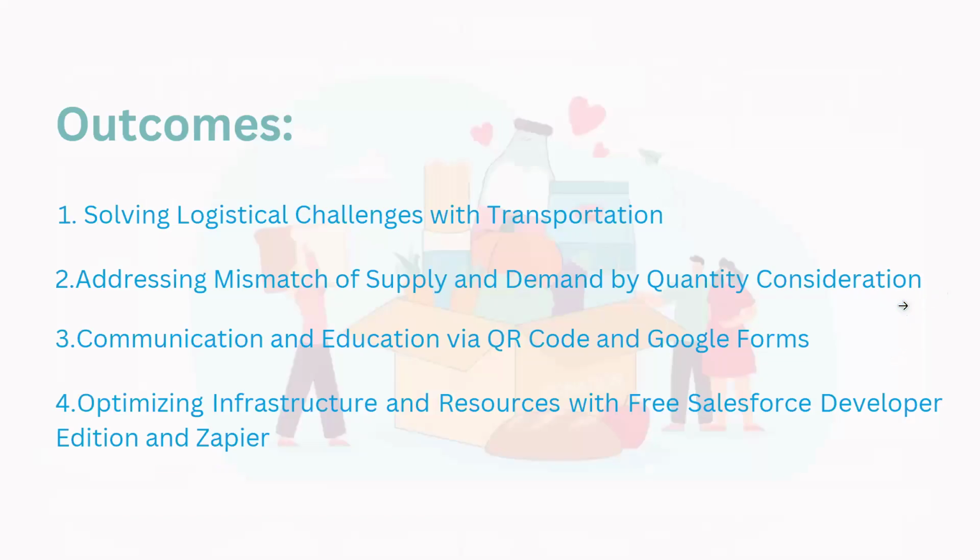Here are the outcomes of our project. Solving the logistical challenges with the transportation custom object we created in Salesforce. The second one is addressing the mismatch of supply and demand through quantity consideration in the Google form and the custom object in the donor recipient. Next comes communication and education, where a QR code and Google Forms come into the picture. Next comes optimizing infrastructure and resources with the free Salesforce Developer Edition and Zapier. Now I hand over to Padmini for the next slides.